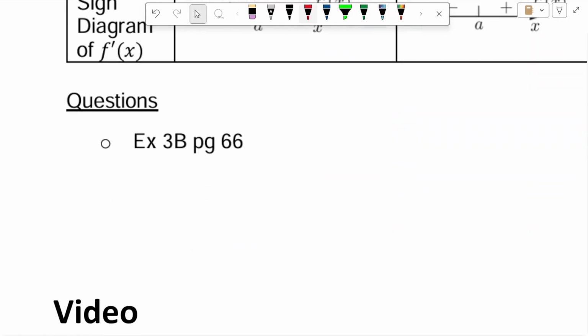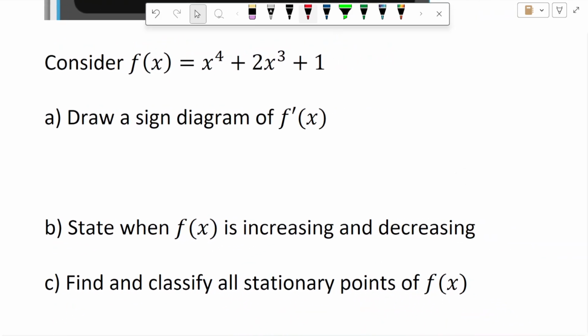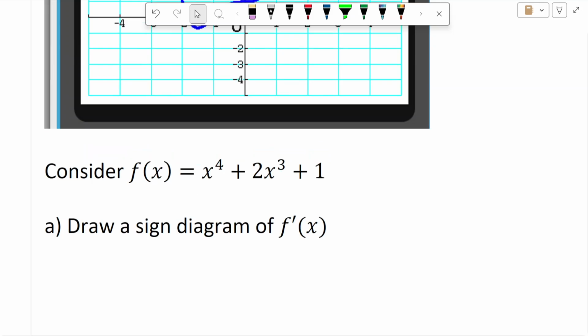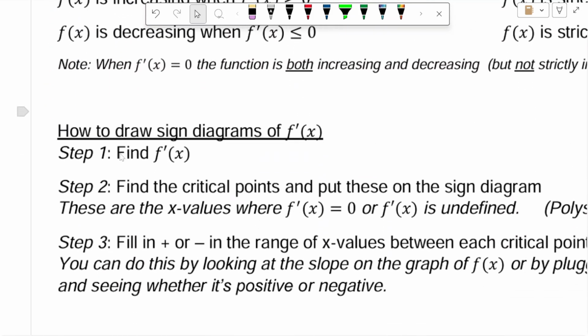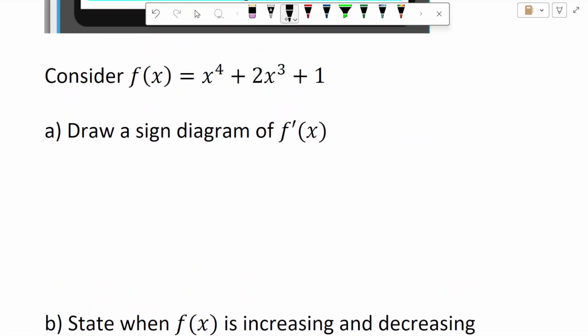All right, so pretty much what you do is you have a function like this, and the goal will be to draw a sign diagram. So I've written out some steps to help us. Basically, step 1 is to find the derivative. So we'll do that. F dash of x out of this function is going to be 4x cubed plus 6x squared.